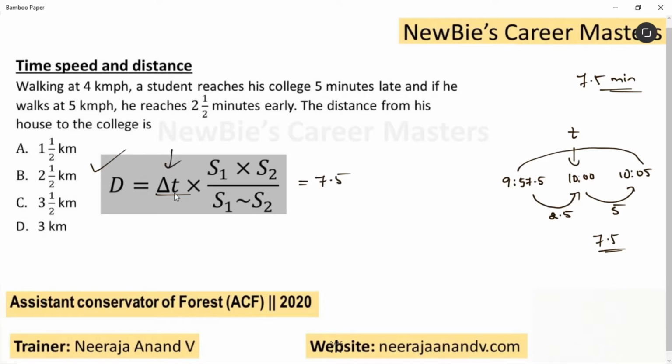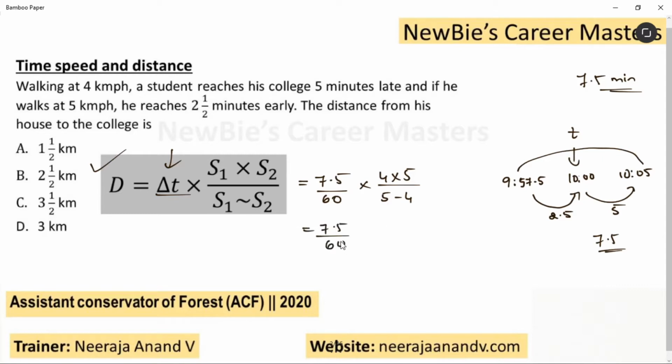We need the distance in kilometers, so we have to keep time in hours. So let's divide this by 60. Then S1, S2 you know, correct? 4 and 5, divided by 5 minus 4. Newbies, here you have to take the difference, okay? Bigger value minus smaller value. That's it. Let's reduce this.